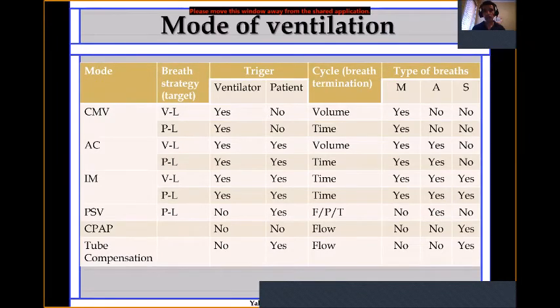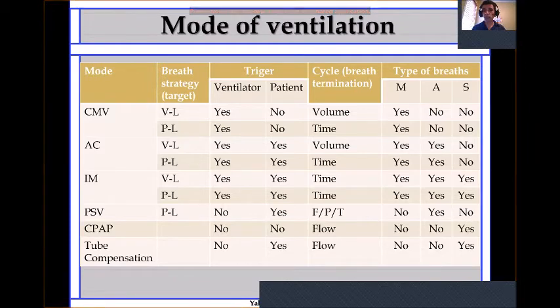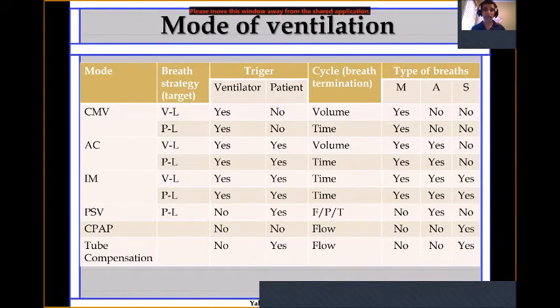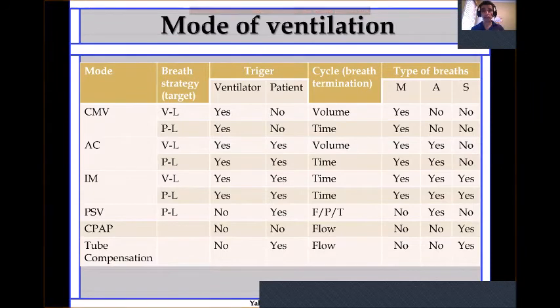And then comes assisted control. Assisted control can be volume limited or pressure limited. Does the ventilator trigger? Yes. Does the ventilator trigger in pressure limited? Yes. Does the patient trigger too? Yes. So you will have the mandatory and you will have the assisted. Will you have spontaneous? No, because every breath triggered by the patient will be helped by the machine. So in assisted control the patient has some contribution, but it is also mostly done by the machine.